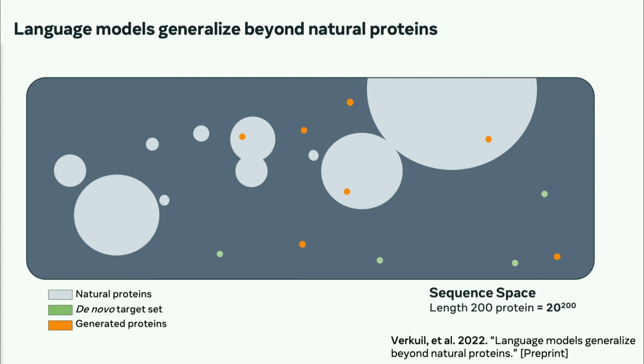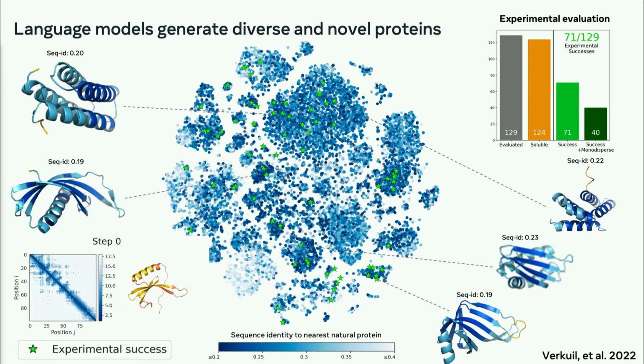And so this cartoon just gives a depiction of protein space. It's vast. For a 200 length protein, there are 20^200 possible sequences. And so evolution has explored just a very small part of this overall space. And the question is basically, can our language models move outside that region that evolution has already explored? Because that would be extremely important for their utility as a generative model.